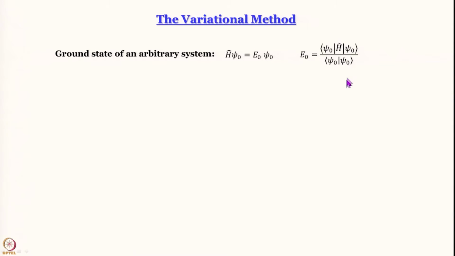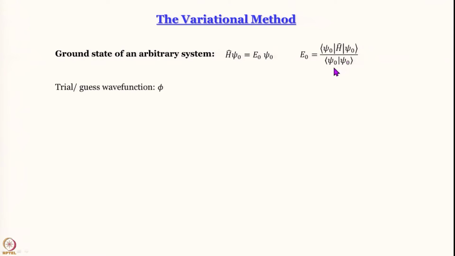So, we start with this thing that we know, expectation value of the ground state energy. What would that be? That would be integral psi 0 star H hat psi 0 divided by integral psi 0 star psi 0 if psi 0 is not normalized. So, this is a general expression. If psi 0 is normalized, of course, the denominator would be equal to 1, but then we work with this general expression to keep things as broad as possible.